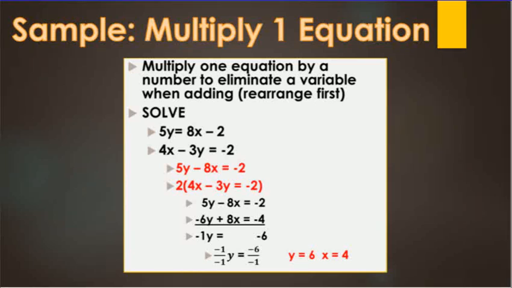And when I do that, 2 times 4x is a positive 8x. 2 times a negative 3y is your negative 6y. 2 times a negative 2 is your negative 4. And then you can just add straight down. 5y plus a negative 6y is negative 1y. The x's eliminate. Negative 2 plus a negative 4 is a negative 6. Divide by negative 1. That's how we get a positive 6. And then you just substitute the y into one of the equations above.